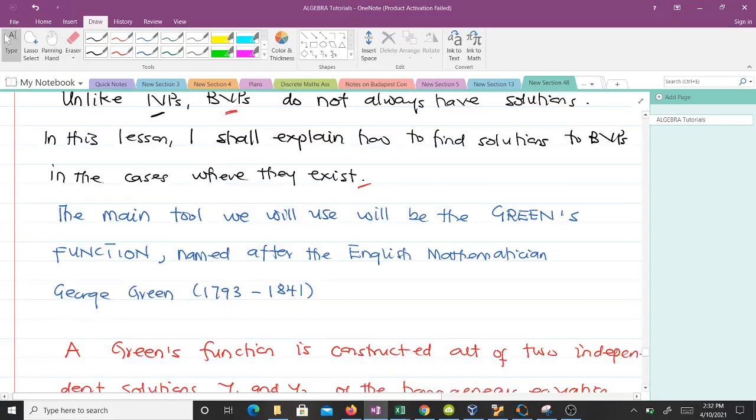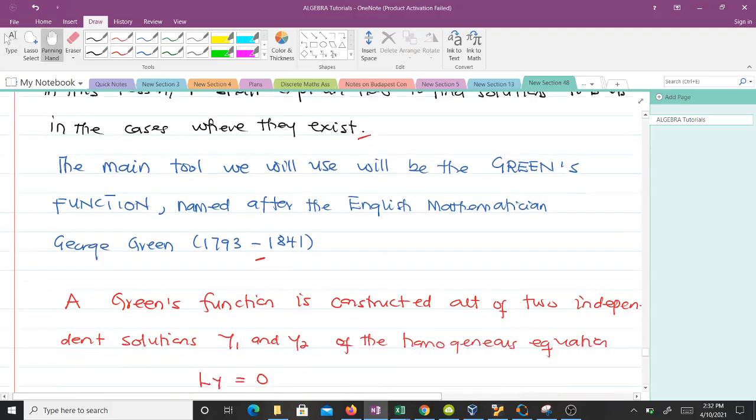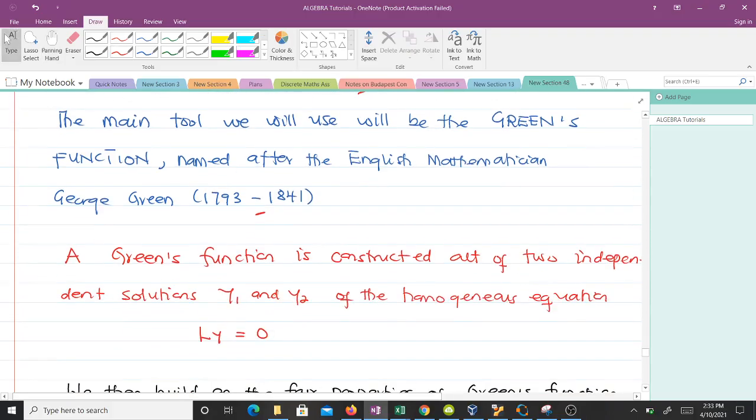The main tool I will use will be the Green's function, which was named after the English mathematician George Green, who lived from 1793 to 1841. I'm even giving you history. I'm Wedokan Randolph, a final year student of mathematics at KNUST, and I'm going to take you through this lesson. So, what is a Green's function?